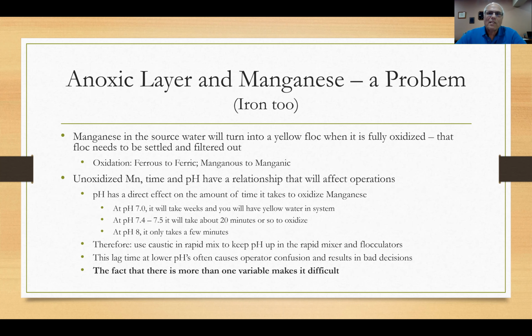So let's talk about the anoxic layer and manganese, which is a problem for operators. And iron too, we're going to talk a little bit about iron. It's a similar situation. If you have manganese in your source water, you need to turn it into a flock to get it out. It'll turn into a yellow flock when it's fully oxidized, and that flock needs to be settled and filtered. So basically, for you chemists out there, we're going from the oxidation, the ferrous to the ferric, and the manganese to the manganic form. So we take that anoxic form, that ferrous form, add oxygen or chlorine to oxidize it, it becomes ferric, becomes a flock material that we can see, no longer soluble, it's insoluble, and we can filter it out.